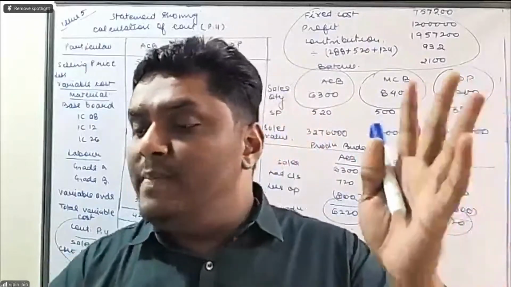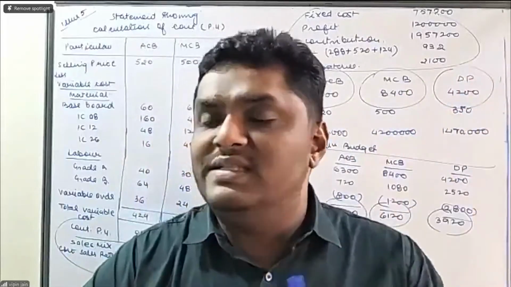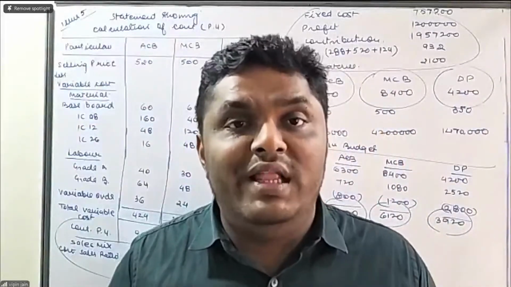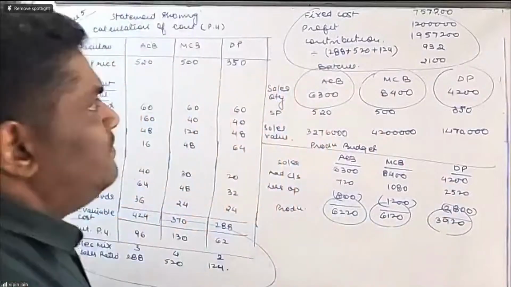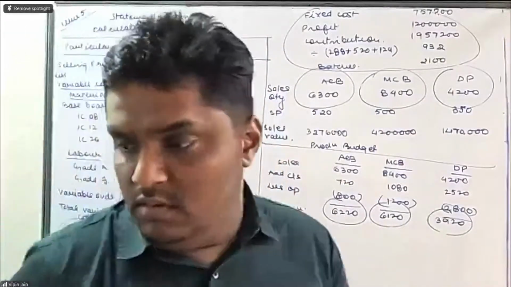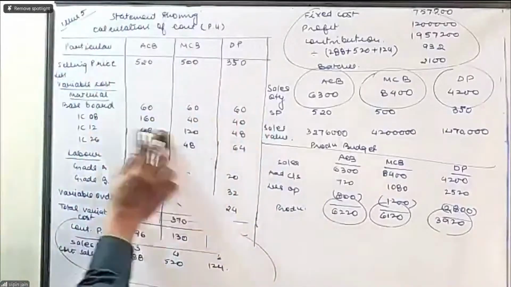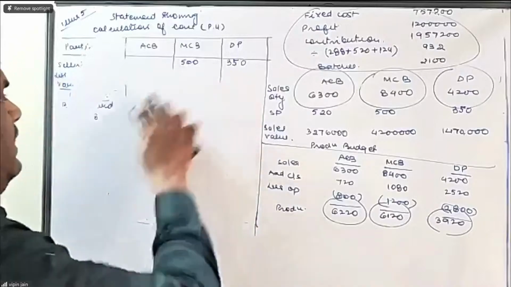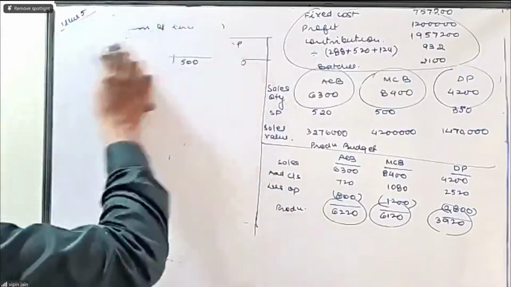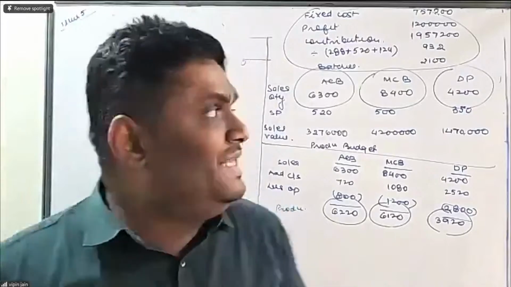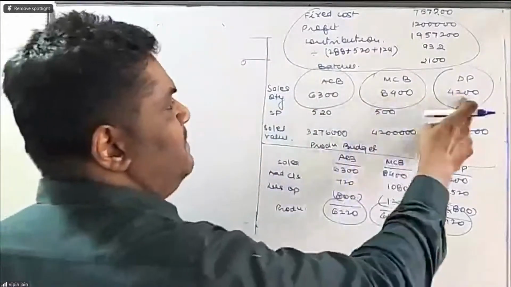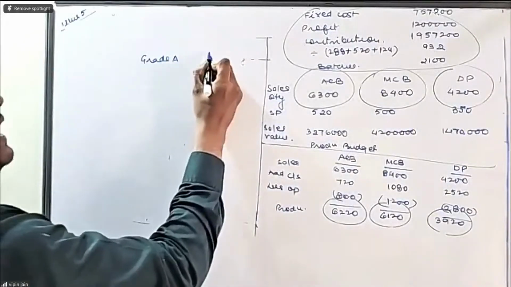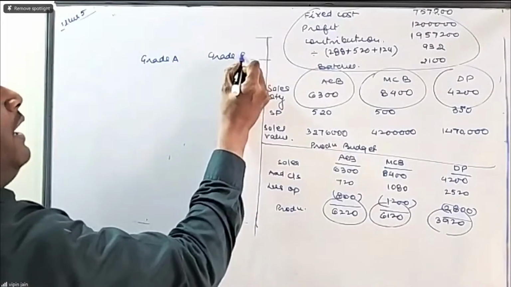Now the last part is the manpower budget, showing the number of workers and the amount of wage payable. We are required to calculate the number of workers. I'm erasing this part. Since we are short of time, I'm discussing it a bit on the faster side. We have got the quantity of ACB, MCB and DP, and there are two types of worker, grade A and grade B.